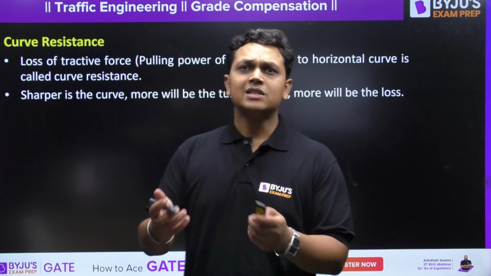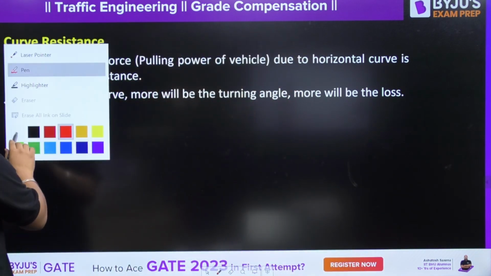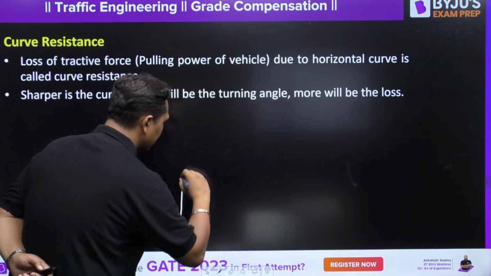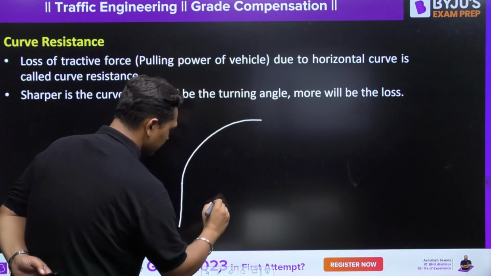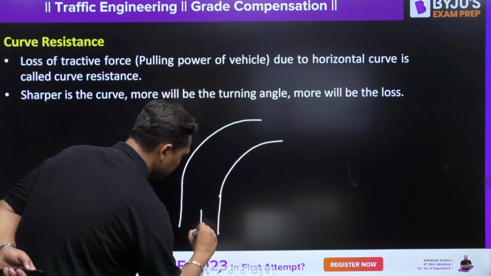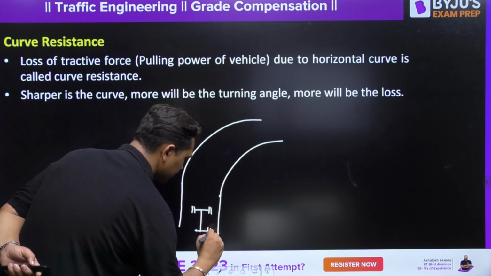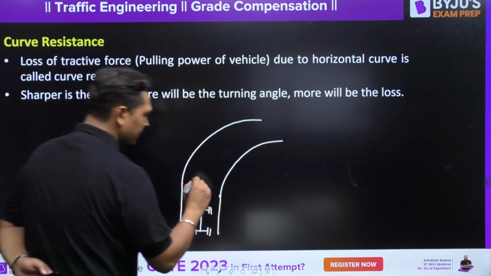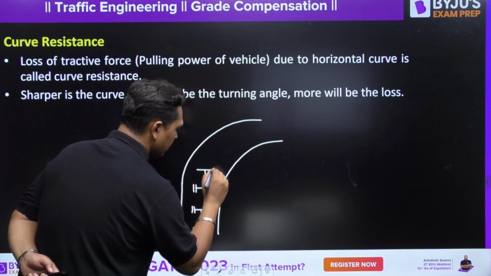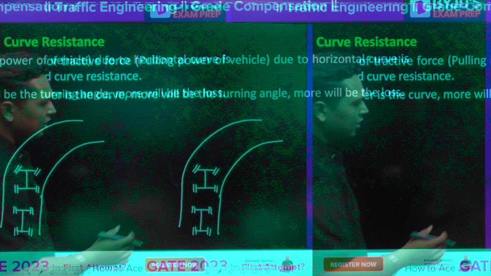Now, what is curve resistance? Suppose you are traveling on a road, and you take a curve like this. There is a curve on a road. Suppose you are traveling on a vehicle like this. Now at the curve, your vehicle will look like this, right? Now what is happening over here?